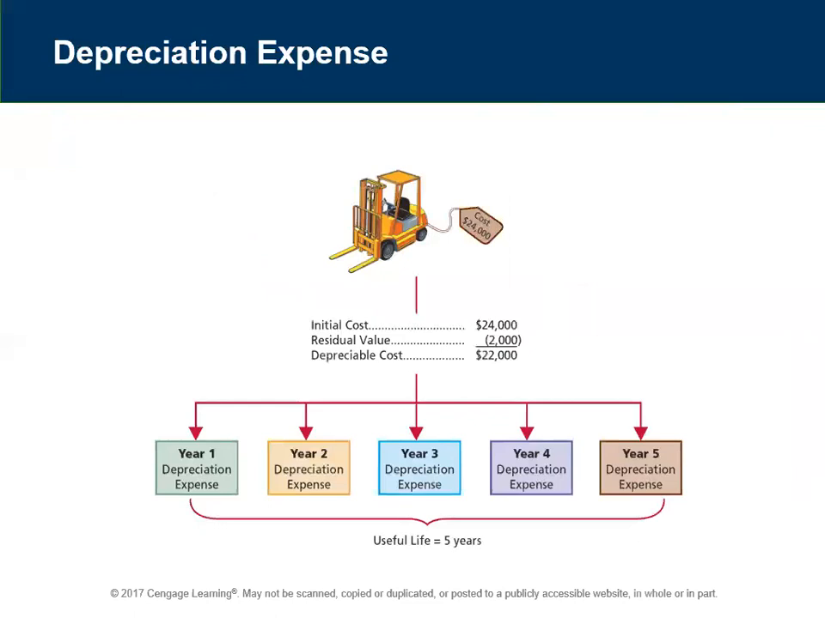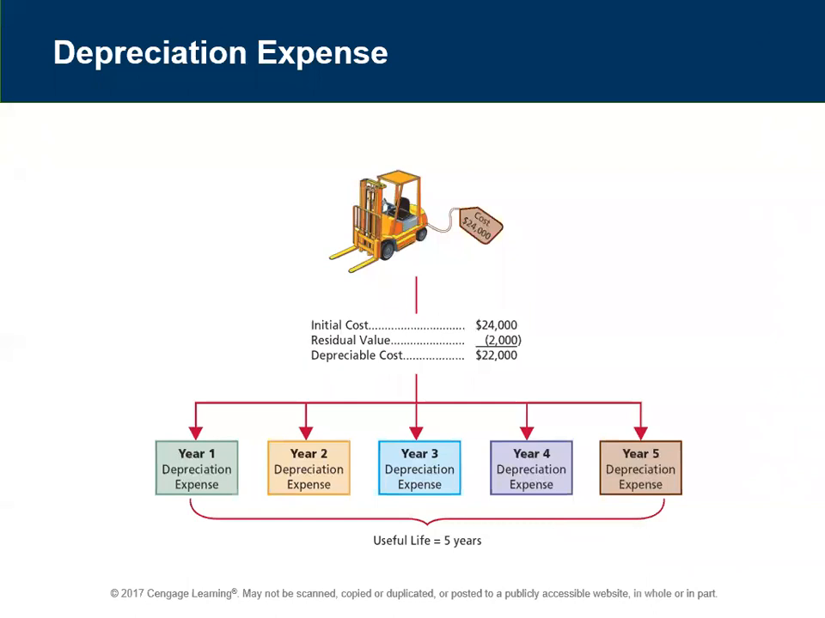So basically, we're going to take cost minus residual value to get how much we're going to depreciate. That's the expense. The depreciable cost is the full, estimated expense of owning this forklift. Divide that by 5 each year. You will in straight line depreciation.